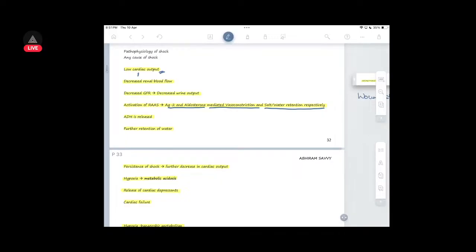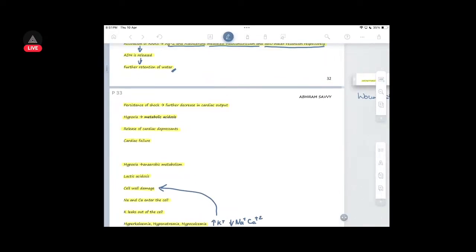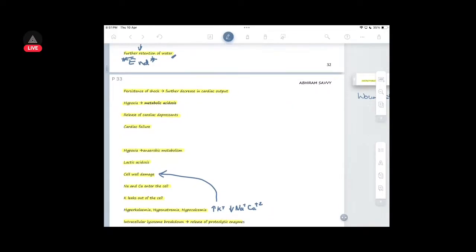Low cardiac output leads to decreased renal blood flow, which leads to decreased GFR and decreased urine output. The RAAS is activated, ADH is released, and retention of water happens. If shock still persists, there is a further decrease leading to hypoxia, metabolic acidosis, cardiac depressants, and cardiac failure.